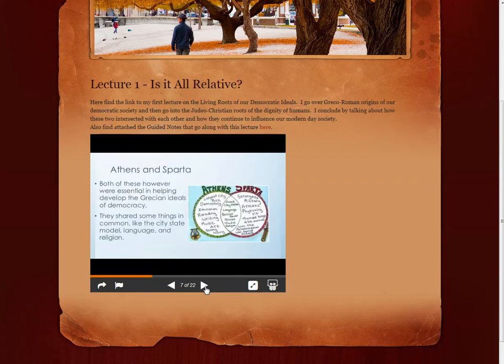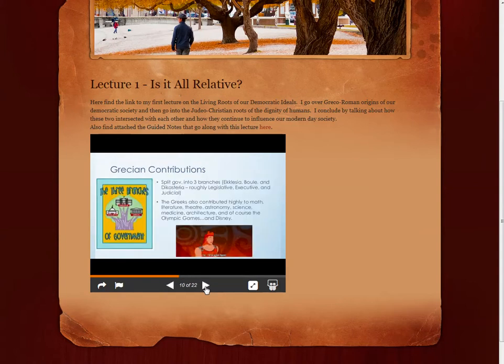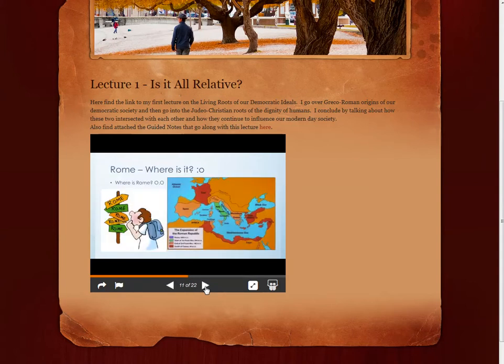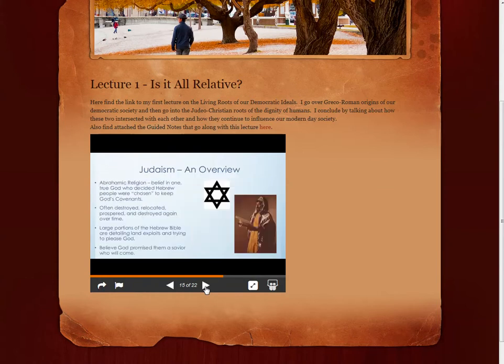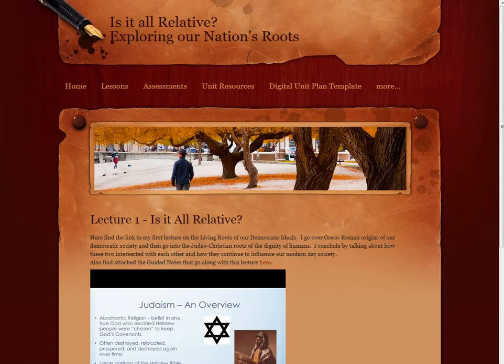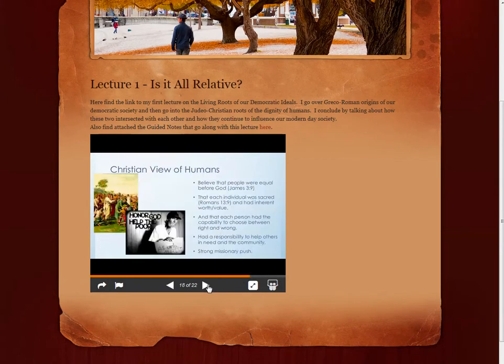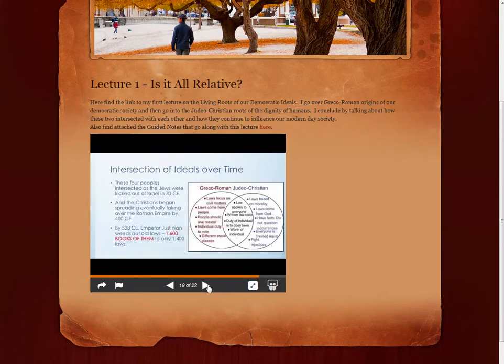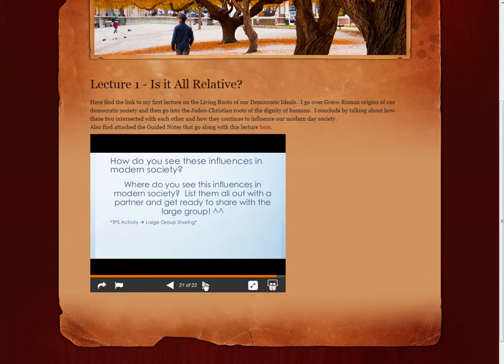But these are the slides that they'd be looking at, especially after the class if they're looking for more information that maybe they missed during class. So that's my first teacher lecture that's on there, just so they could get a look at what Judeo-Christian and Greco-Roman thought was 2,000 years ago.